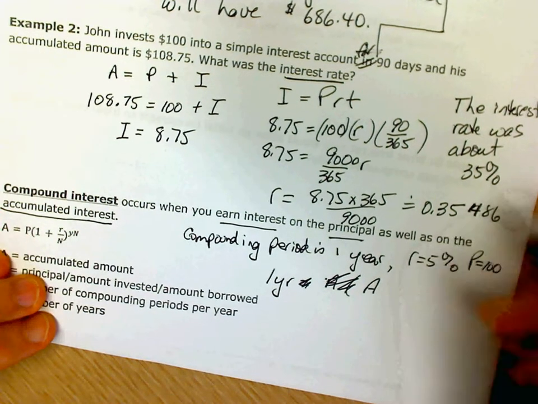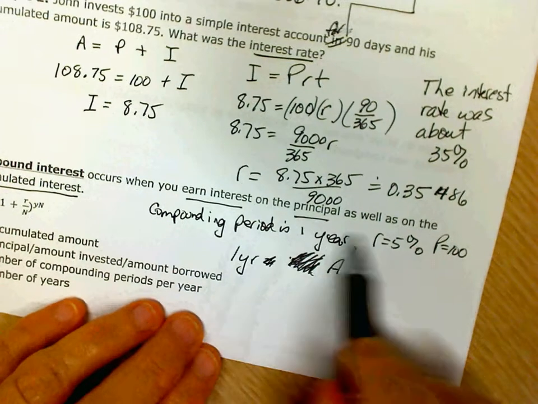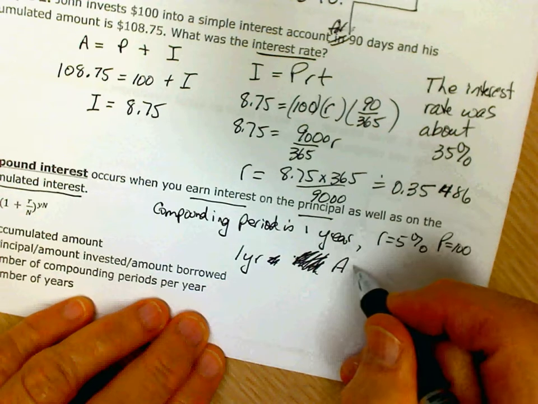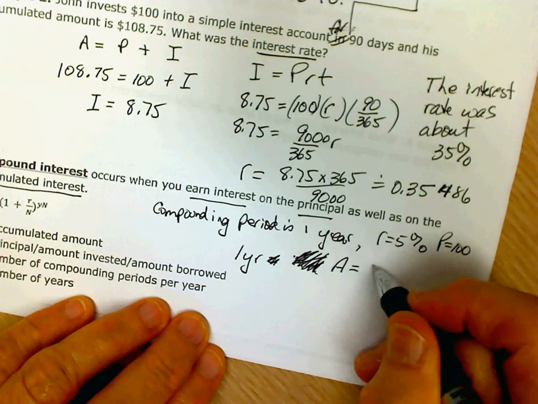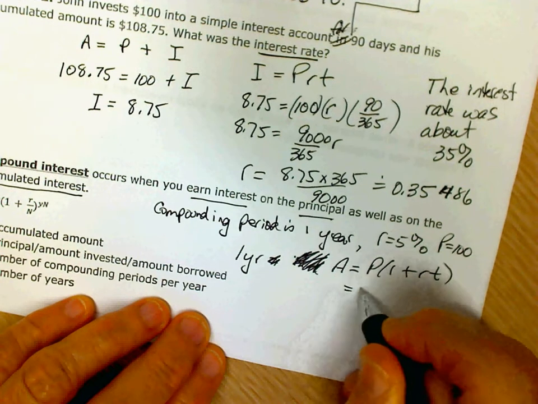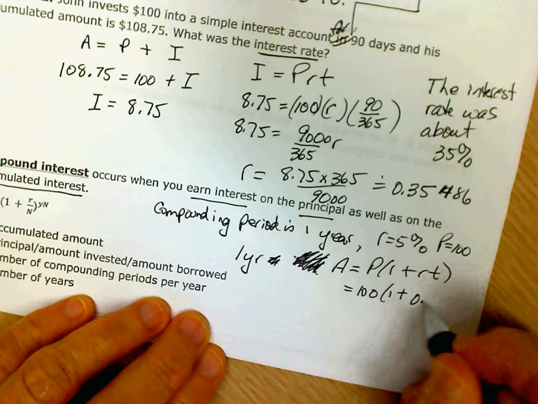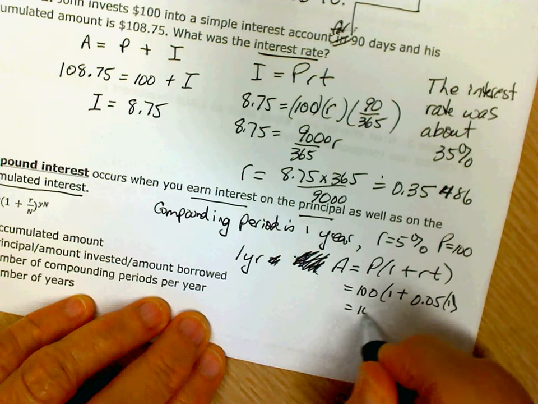Okay, so now when our interest is compounded, in this case once a year, we have A equals P times 1 plus RT. So that will equal 100 times 1 plus 0.05 times 1. And we get $105.